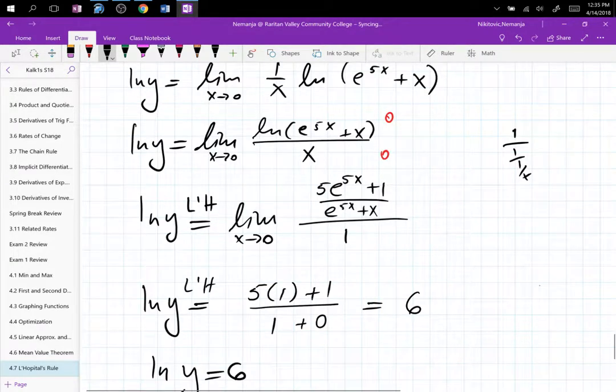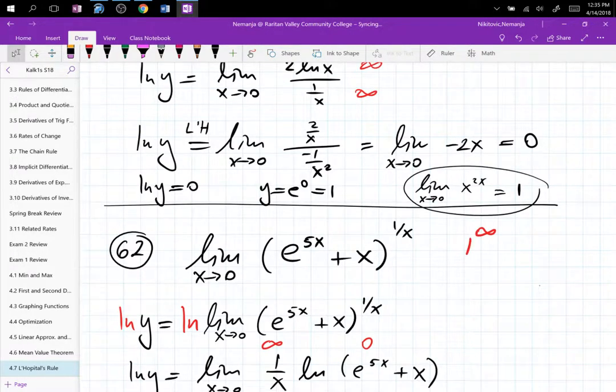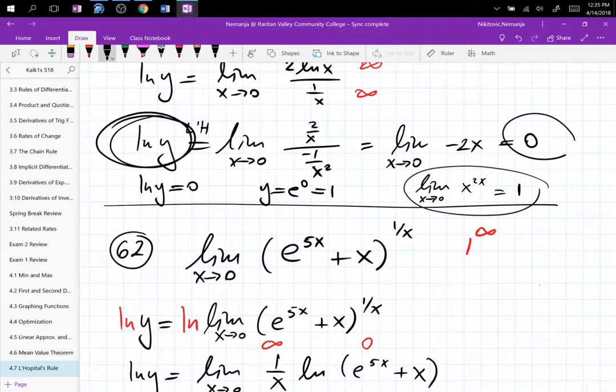Alright, copy that first. So ln y is equal to 0, and now you have to fish out what y is on its own. So you e both sides and you get y on its own.